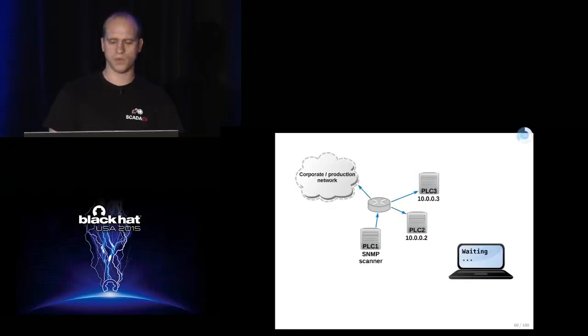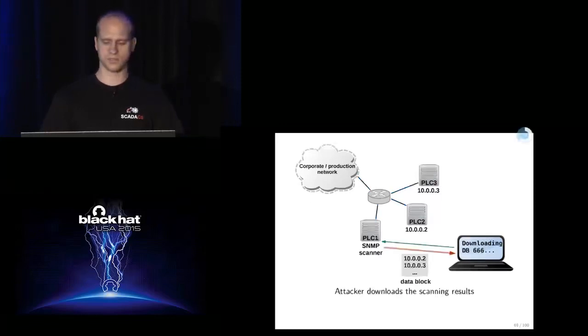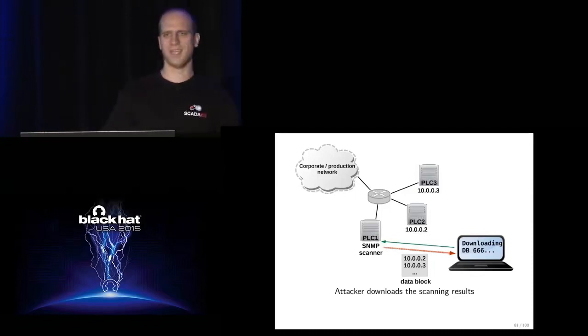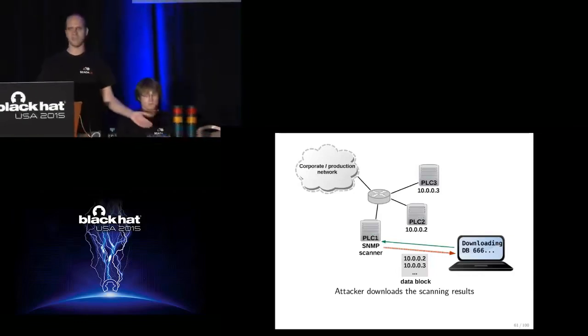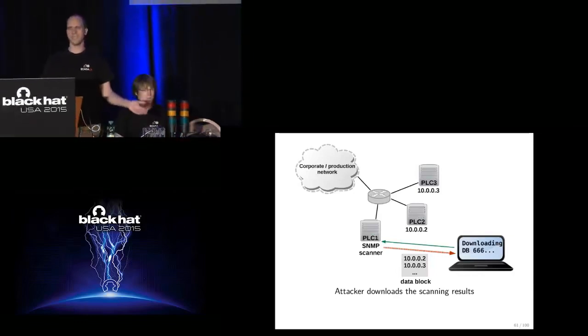Then the PLC1 runs our SNMP scanner, in addition to the normal control code, and scans the local production network. Then the attacker downloads the data block and has an overview of the production network. You need to know that, and it's very funny, Siemens systems have SNMP enabled by default, right? So this means I will detect every Siemens PLC in the local production network.